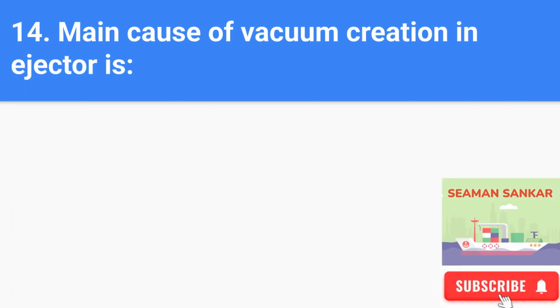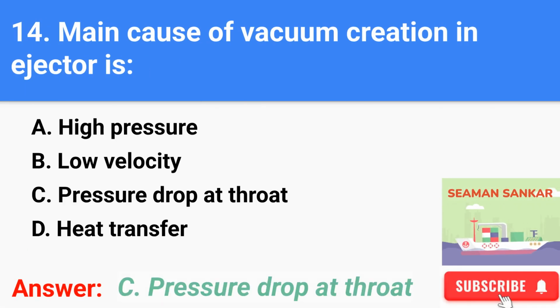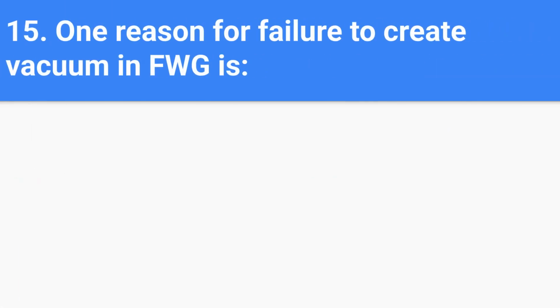Question 14. Main cause of vacuum creation in the ejector is A. High pressure, B. Low velocity, C. Pressure drop at throat, or D. Heat transfer. The main cause of vacuum creation in the ejector is C. Pressure drop at throat.